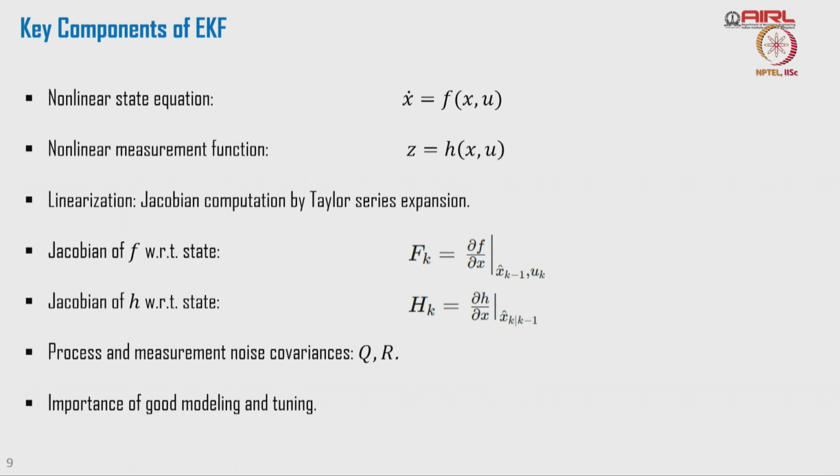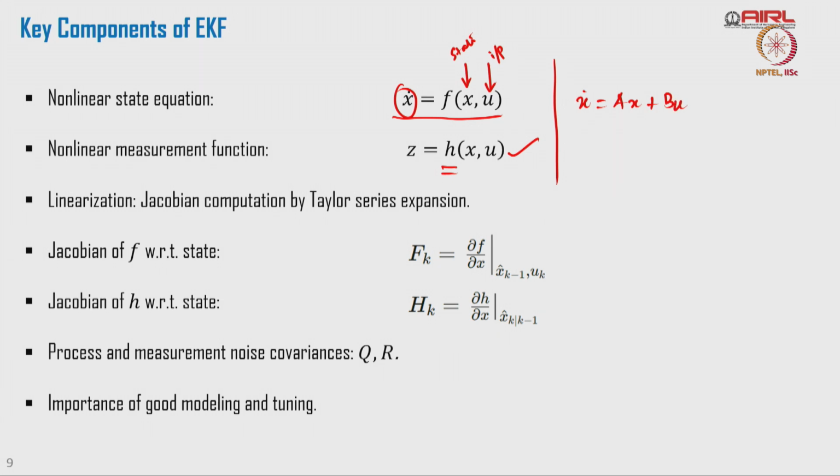So, what we have now is the state equation, which is nonlinear. It is given as x dot equal to f(x, u). That means x dot is a function of both the state and the control input vector. So, x is the state as it was shown in the previous slides and u is the control input. Okay. Now, we have the nonlinear measurement function, which is denoted as a function h. Previously, what was it? It was x dot equal to Ax plus Bu.